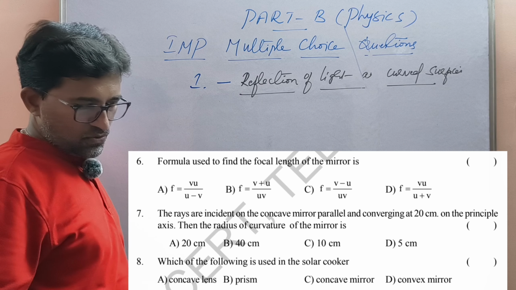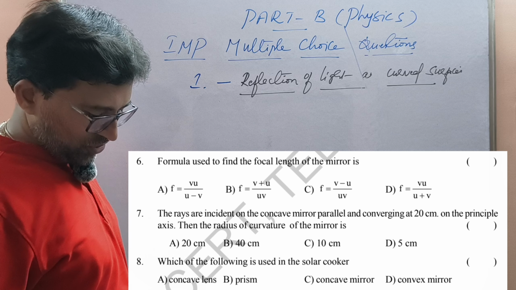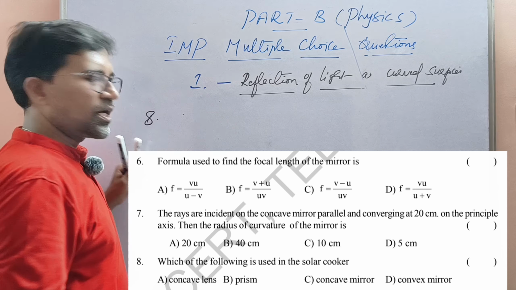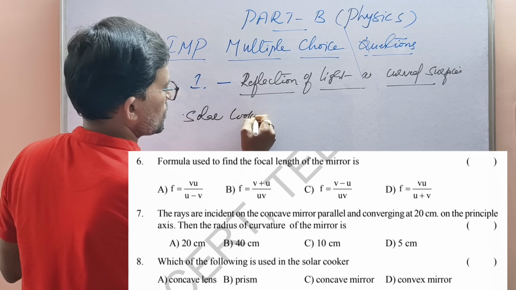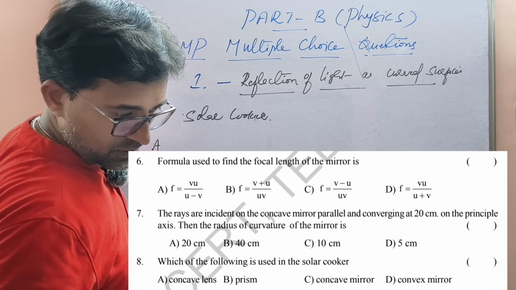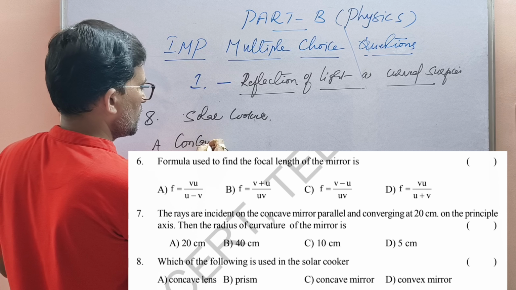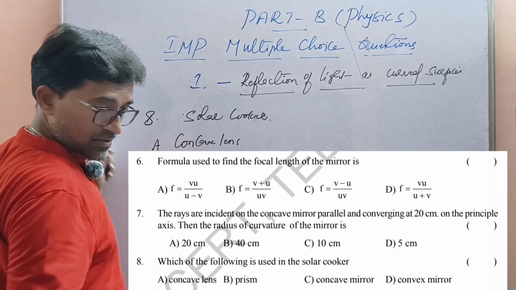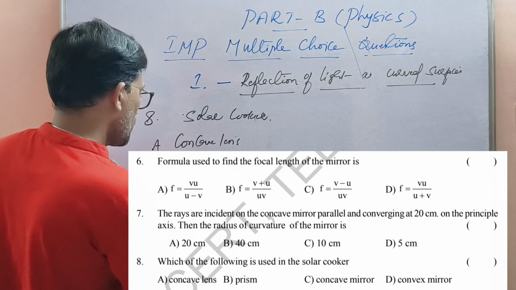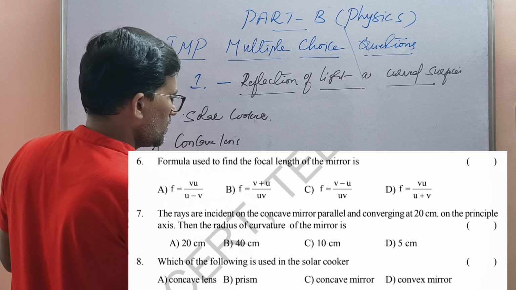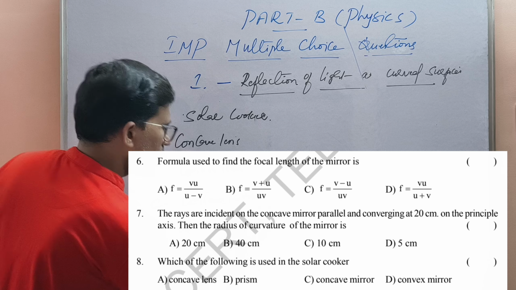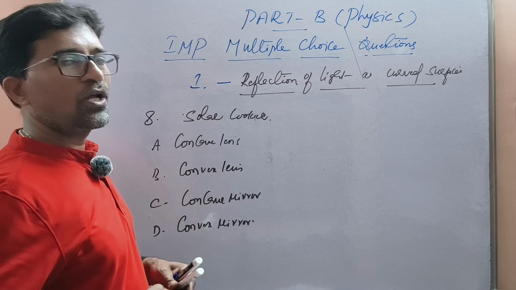Which of the following is used in a solar cooker? This is the 8th question. The options given: first option is concave lens, B option is convex lens, C option is concave mirror, D option is convex mirror. Which of the following is used in a solar cooker?